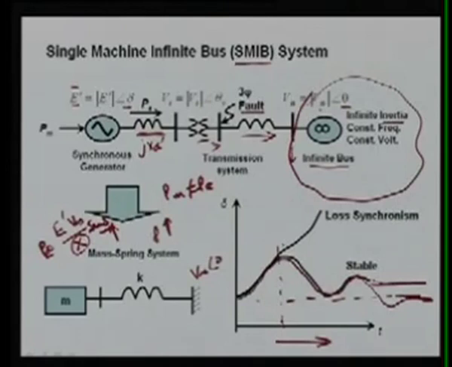But this delta can increase like this, and if delta keeps on increasing and it is losing stability, because if you see this delta keeps on increasing, then the system is unstable. When the system is unstable, it is called a loss of synchronism. So it is losing synchronous operation and then we can say the system is unstable.